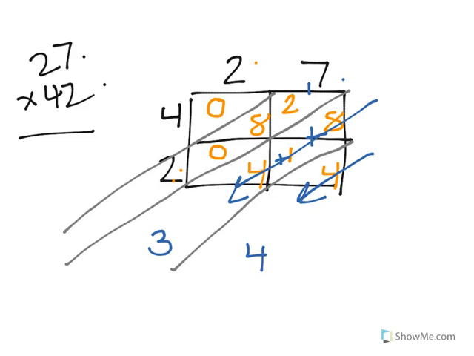Now, I'm going to add 1 plus 2 plus 8 plus 0. I know that 8 plus 2 makes 10. 10 plus 1 makes 11. And then I'm going to add 1 plus 0, which makes 1. So 27 times 42 would be 1,134.